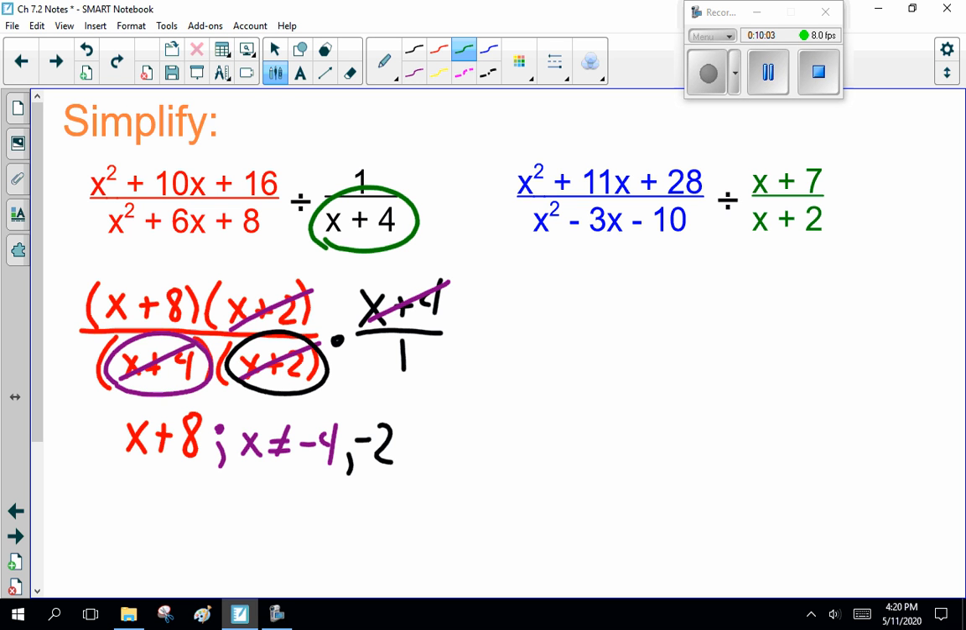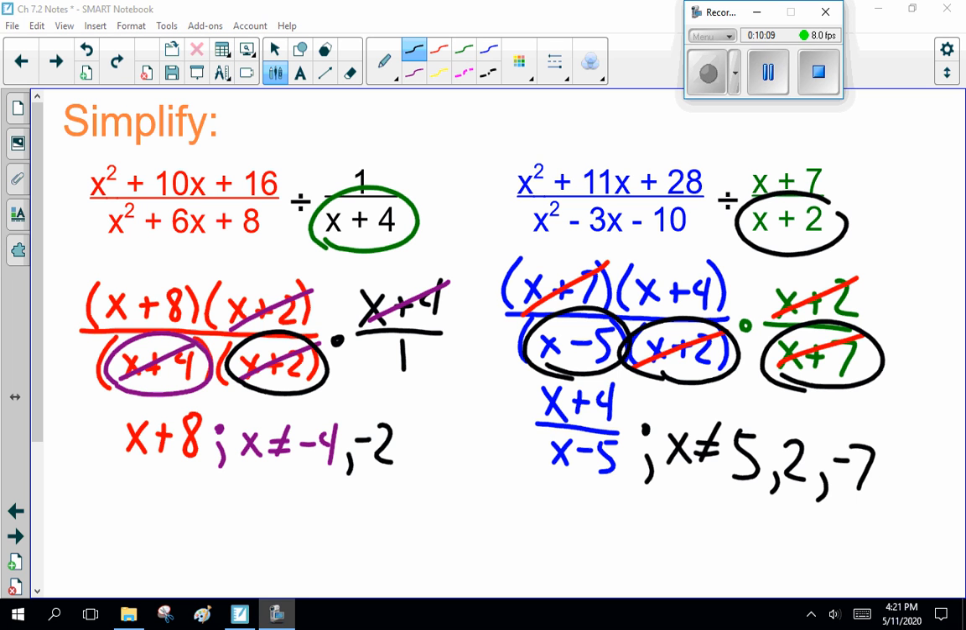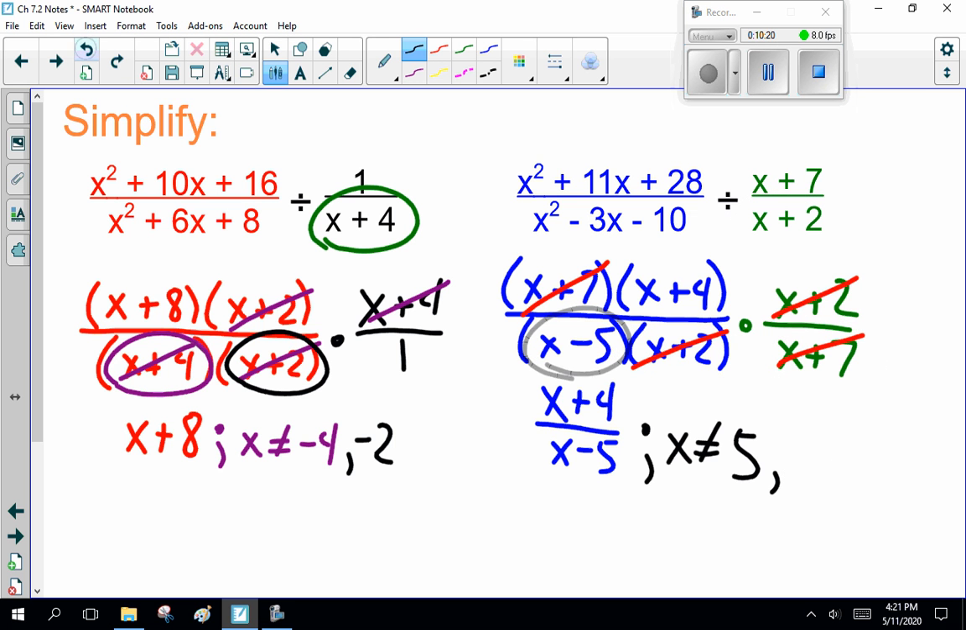Now, the next one, I'm going to stop the tape. I want you guys to do it. We'll come back and compare results. Okay, guys. When I did it, I got x squared plus 11x plus 28 is x plus 7 times x plus 4. Okay, let me get rid of some of those cross-out signs and make things a little easier for you.